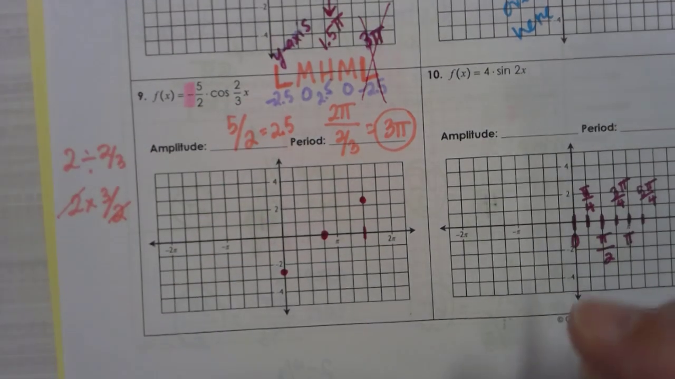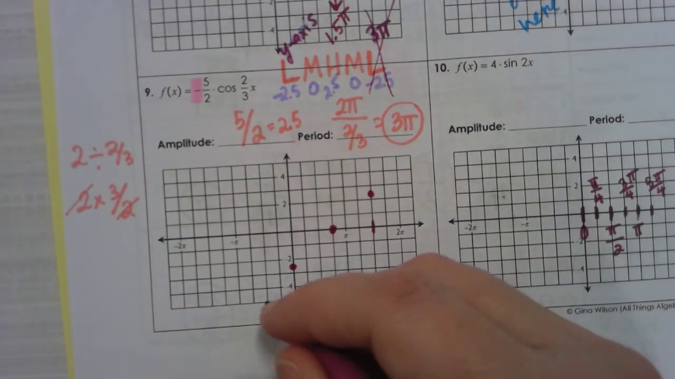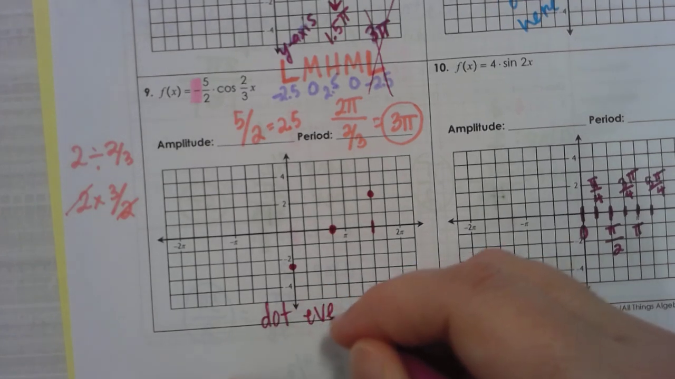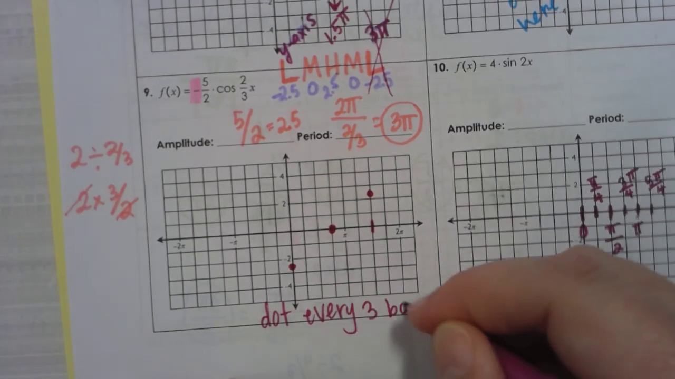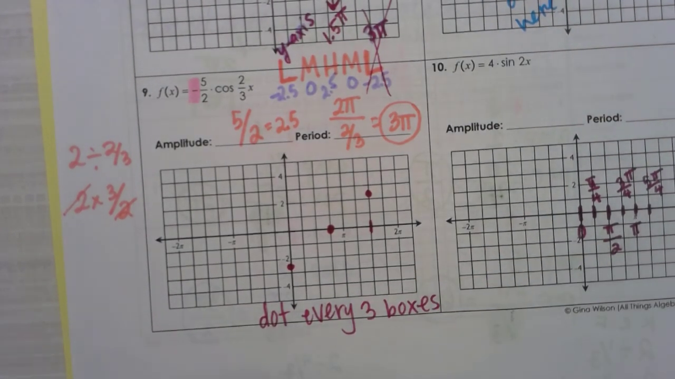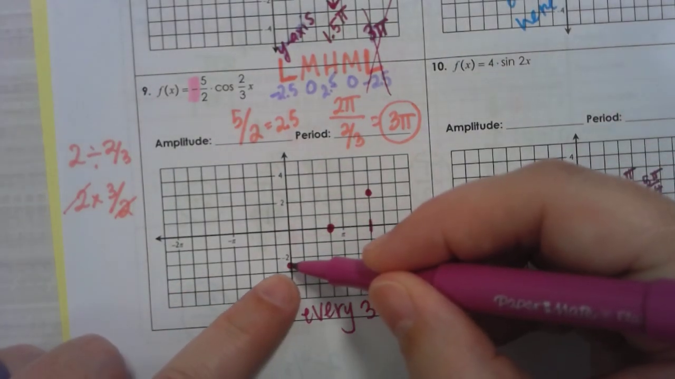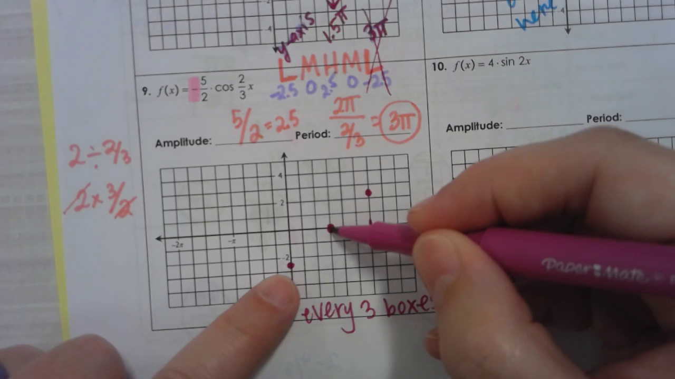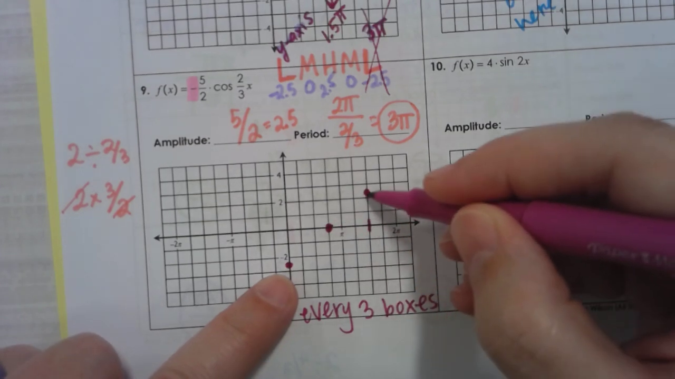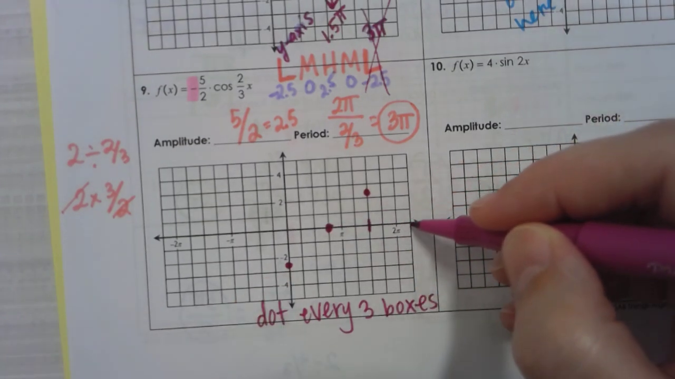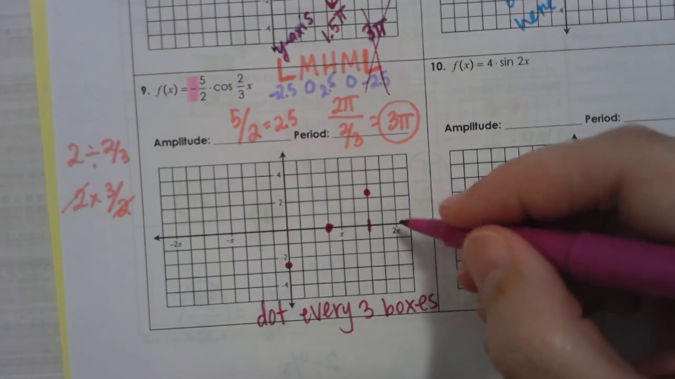Okay, so here's what this tells me. I'm going to have a dot every 3 boxes, right? Every 3 boxes, we're going to put a dot, whether it's high, middle, low, middle, high, like we're just going to follow that pattern, right? So this is low, 3 boxes later, middle, 3 boxes later, high, 3 boxes later, we should have middle again.